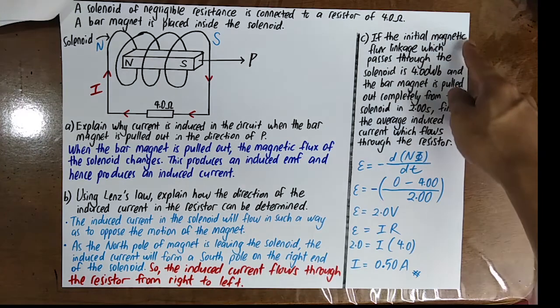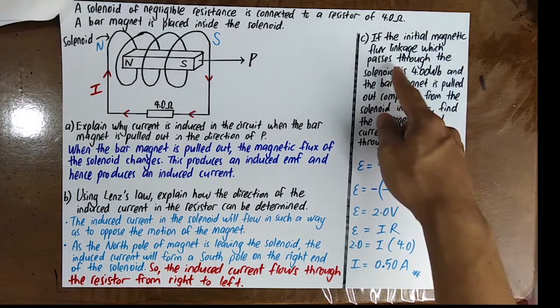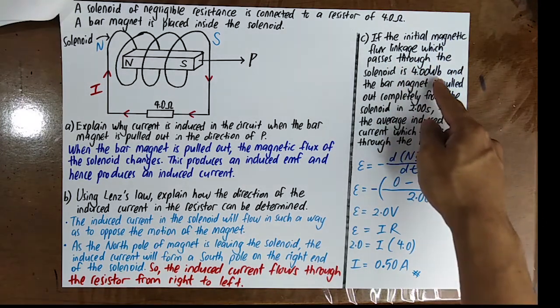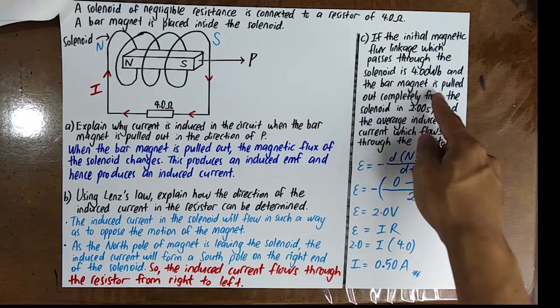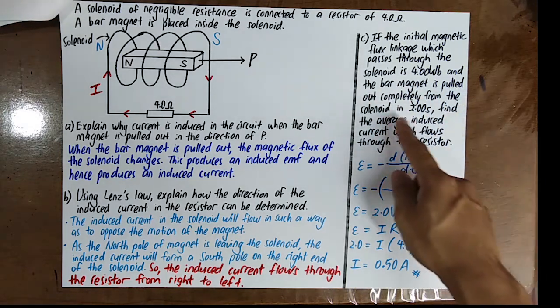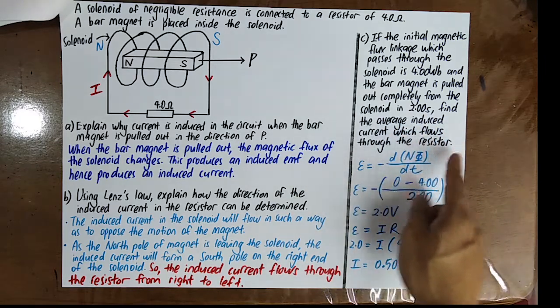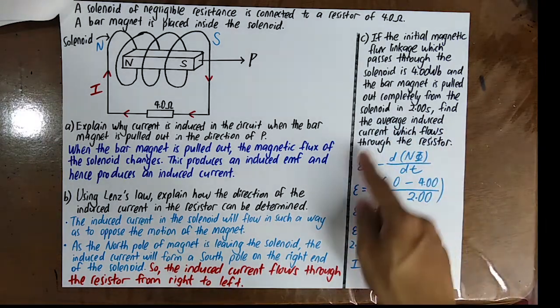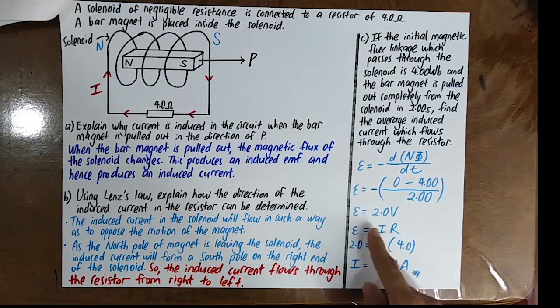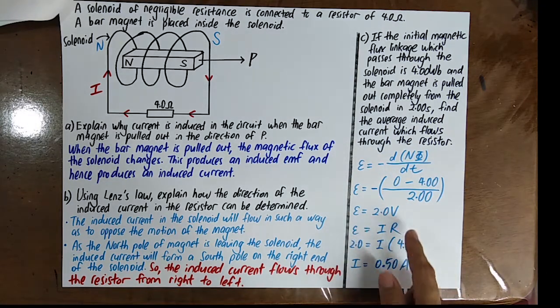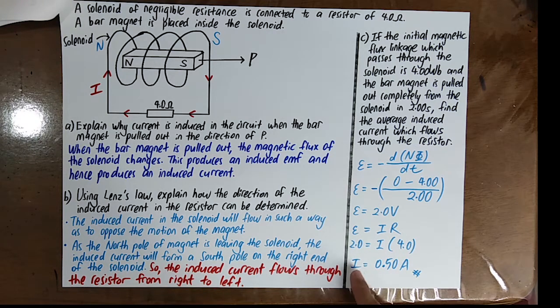If the initial magnetic flux linkage which passes through the solenoid is 4 Weber and the bar magnet is pulled out completely from the solenoid in 2 seconds, find the average induced current which flows through the resistor. Okay, so you find the magnitude of the induced EMF first, and only then you try to find the magnitude of the induced current.